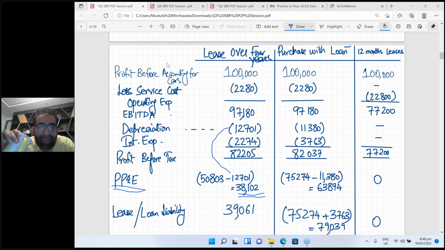EBITDA full name is earnings before interest, tax and depreciation. Dear student, I taught this yesterday.